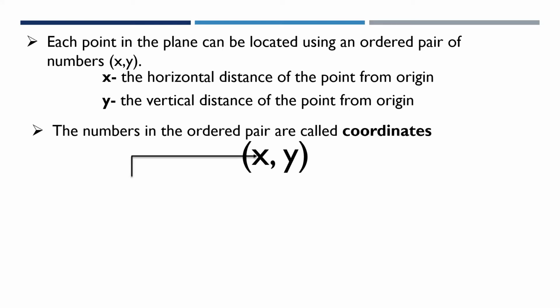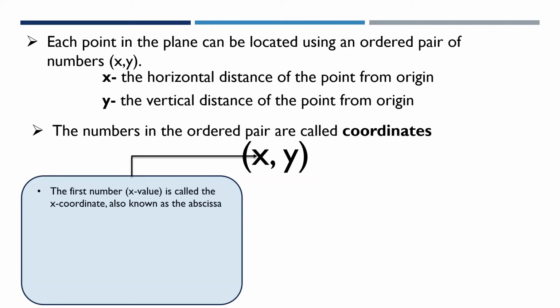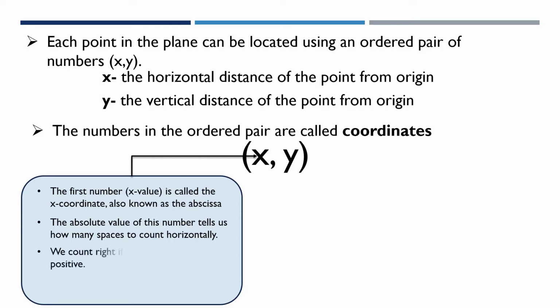So, ano nga ba ang x? X is the first number or the x value, and it is called as the x-coordinate or also known as the abscissa. The absolute value of this number tells us how many spaces to count horizontally. We count right if the x-coordinate is positive, and we count left if the x-coordinate is negative.